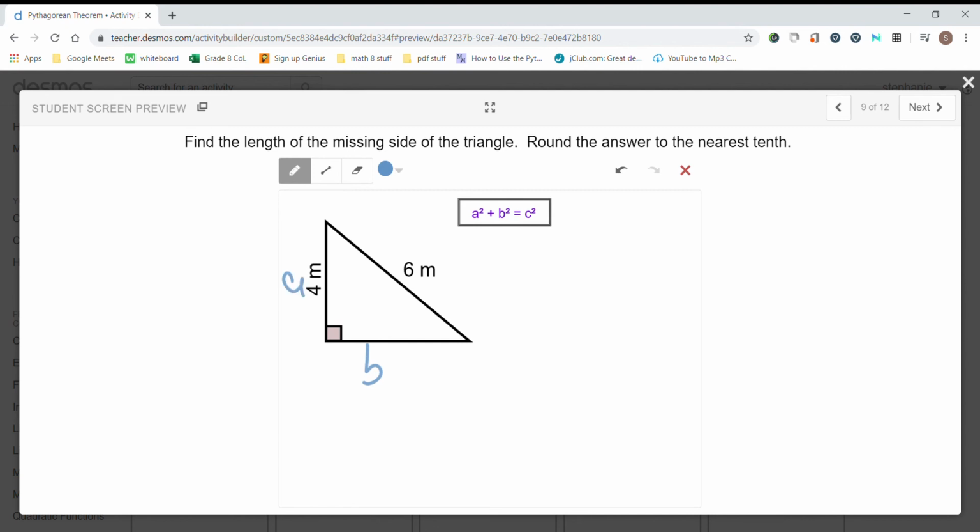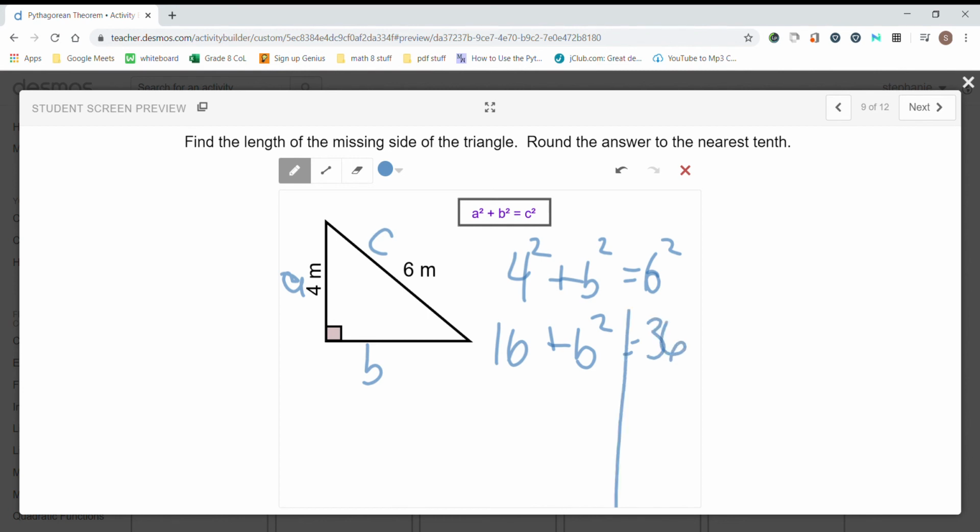So I'm going to label. So a squared we said is 4. 4 squared plus, we don't know B, so we're just going to leave it as B squared. C is 6. So I have 6 squared. So 4 squared, 4 times 4 is 16, plus B squared equals 6 squared, 6 times 6, 36.